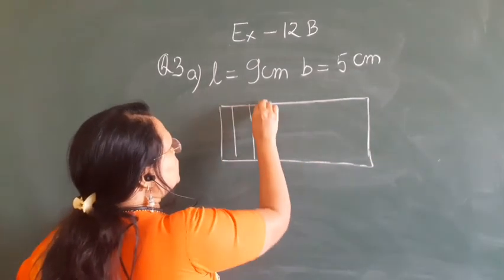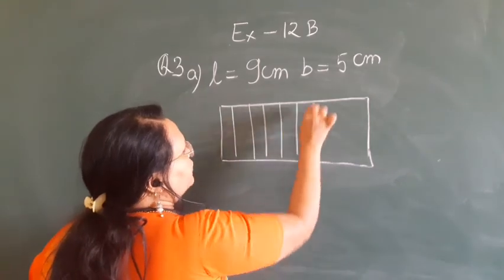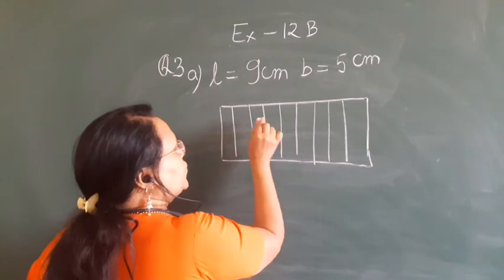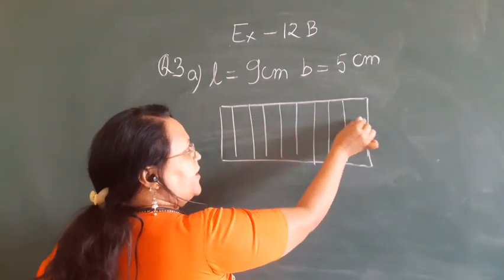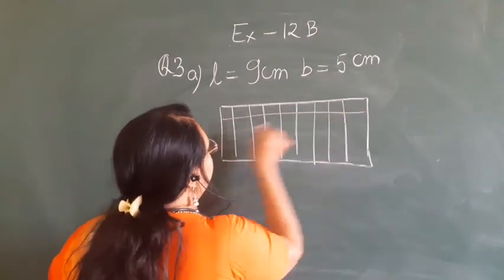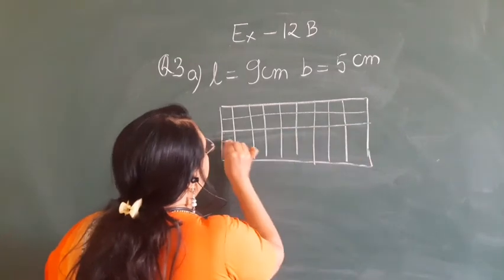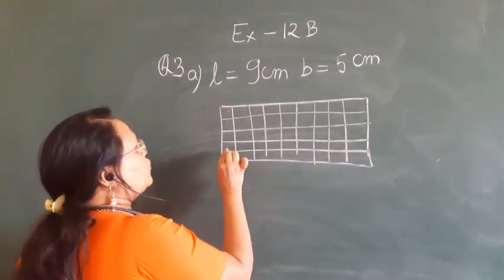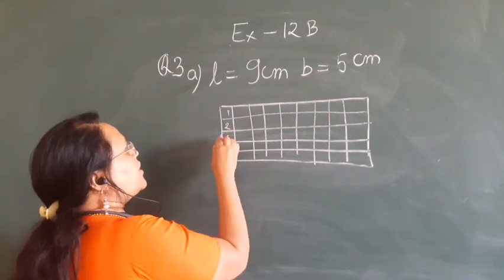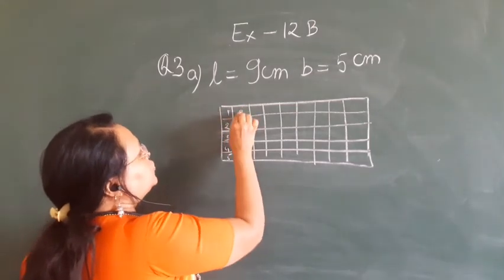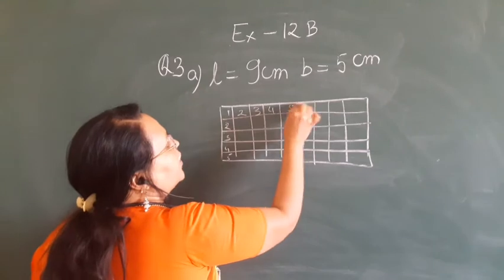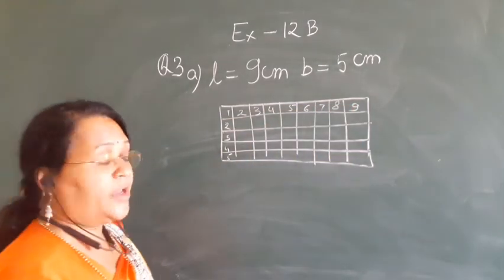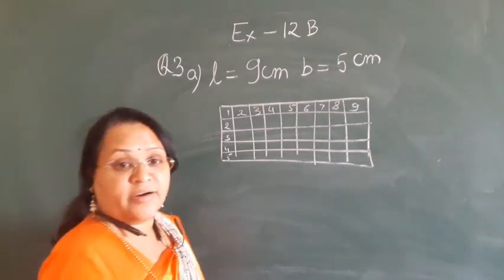One, 2, 3, 4, 5, 6, 7, 8 and 9. And here is 5: 1, 2, 3, 4, 5. Okay, so we have to find the area.